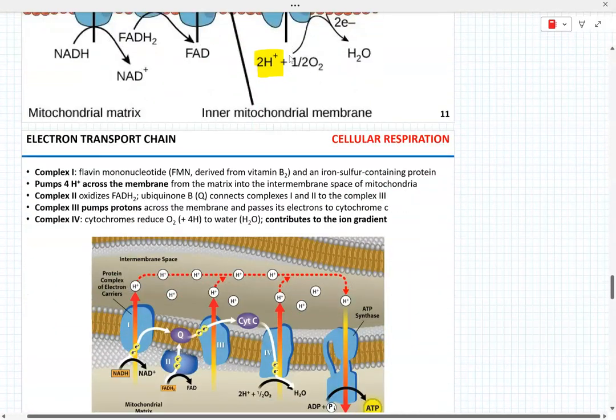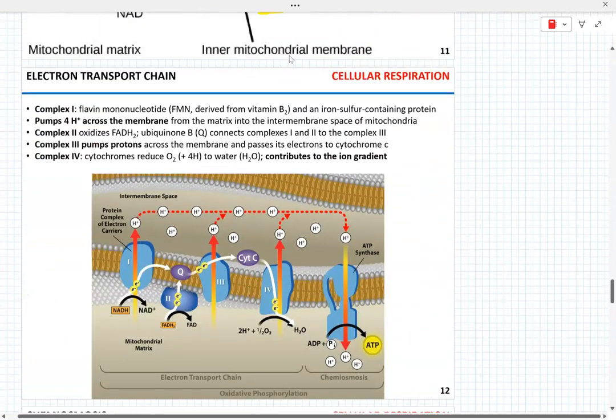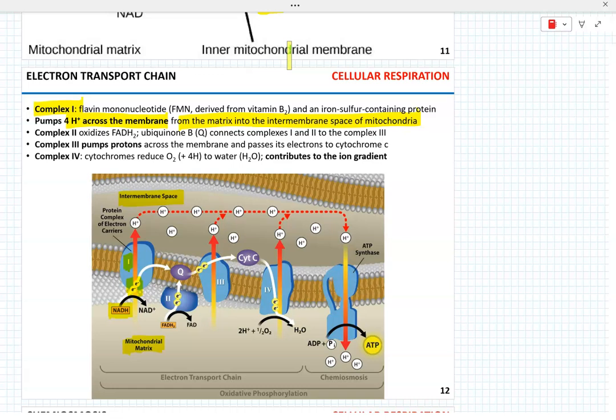So what is happening during the electron transport chain? The protein complex 1, shown here, oxidizes NADH and uses the energy of these electrons to pump hydrogen ions across the membrane from the mitochondrial matrix into the intermembrane space, increasing the hydrogen concentration within the intermembrane space and decreasing it within the matrix.